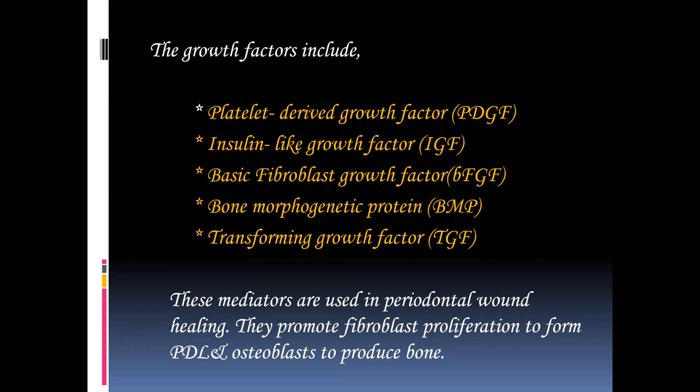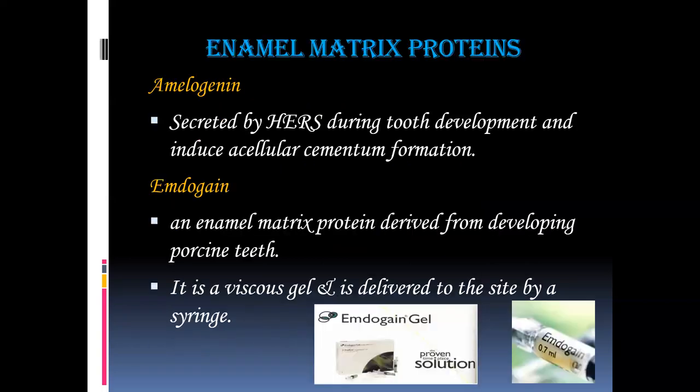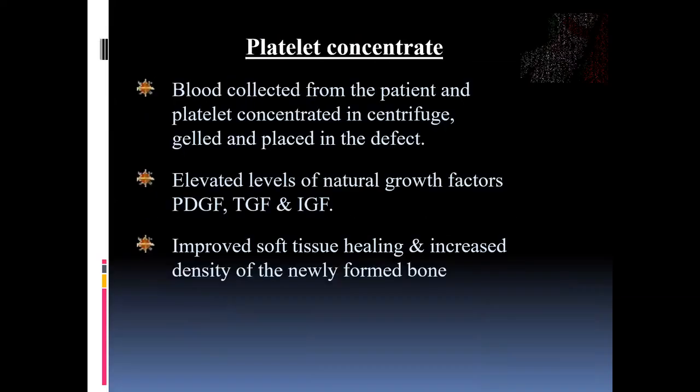They promote fibroblast proliferation to form periodontal ligament, and osteoblasts to produce bone. Another biologic mediator is enamel matrix protein, secreted from amelogenin, and it is secreted from Hertwig's epithelial root sheath during tooth development and induces acellular cementum formation. It is commercially available as Emdogain, which is an enamel matrix protein derived from developing porcine teeth. It is available as a viscous gel, and it is delivered to the site by a syringe.